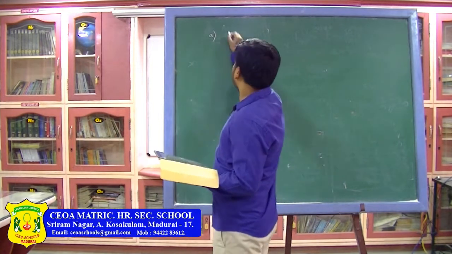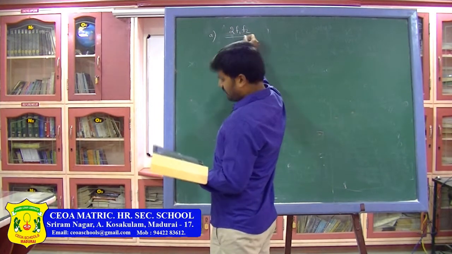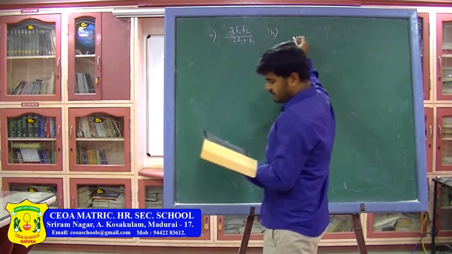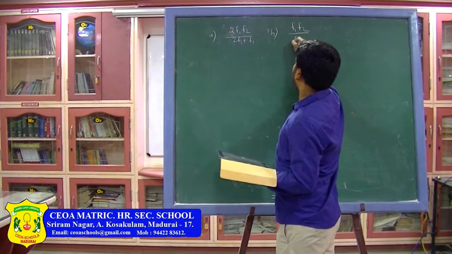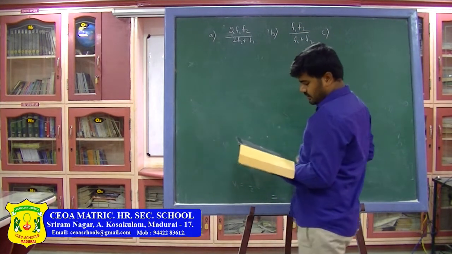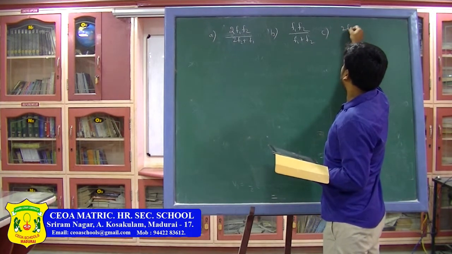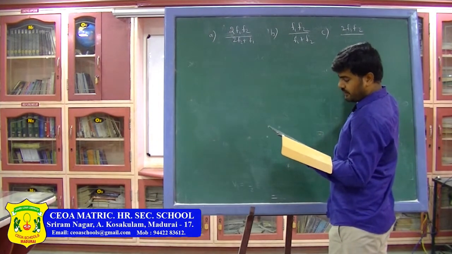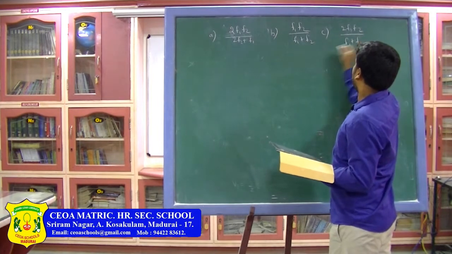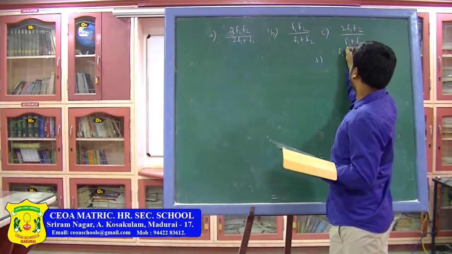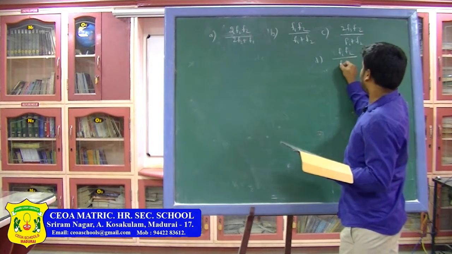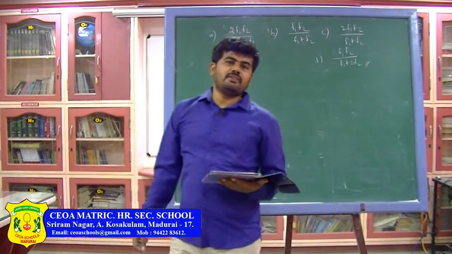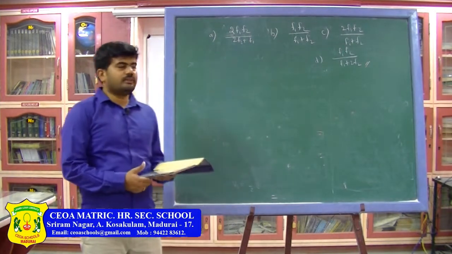The first option is 2f1 f2 divided by 2f2 plus f1, and option B is f1 f2 divided by f1 plus f2. Option C is 2f1 f2 divided by f1 plus f2, and option D is f1 into f2 divided by f1 plus 2f2. So, these are the options. We have to find the frequency at which the combined pipe resonates. So, let us do this.